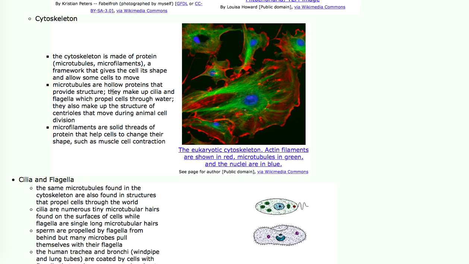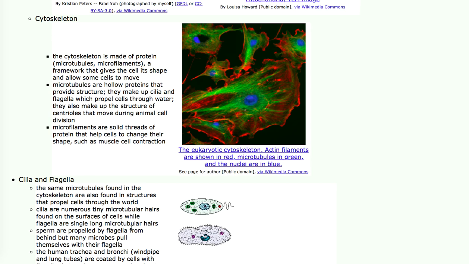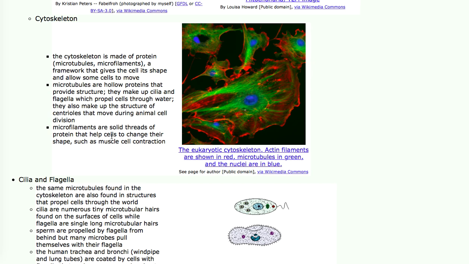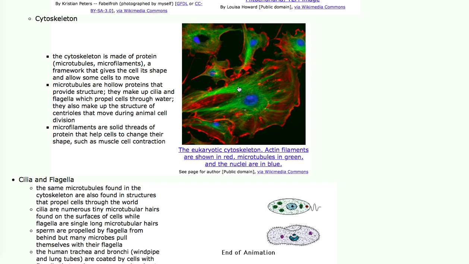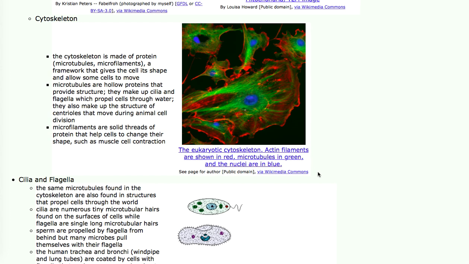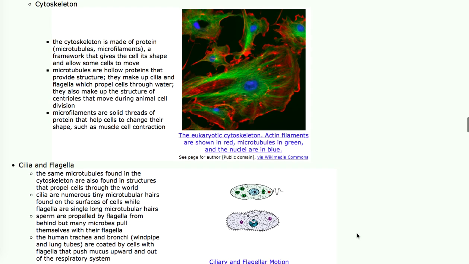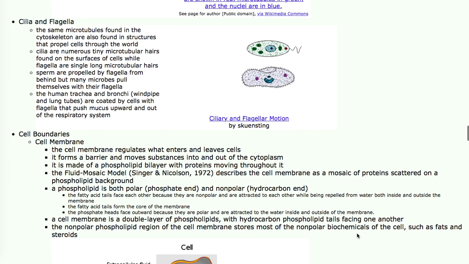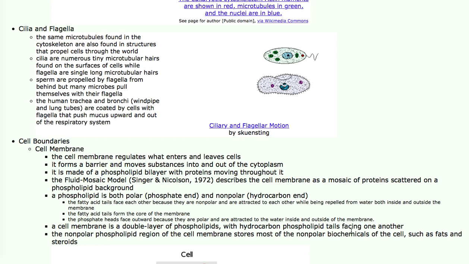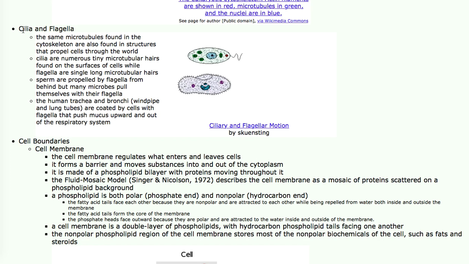So microtubules are hollow proteins. Microtubules, you'll see in the next animation, are important in cilia and flagella, and they provide infrastructure inside of a cell. Microfilaments are solid threads of protein, and they give lots of cells their shape. So cytoskeletons give cells solidity, structure, and strength. And then the last topic here before we go on to membranes is about cilia and flagella.